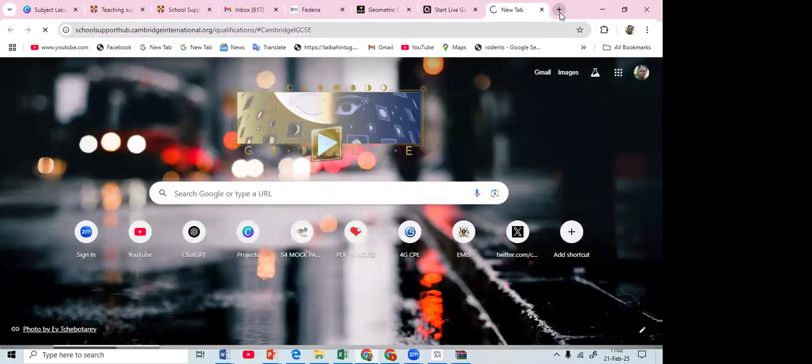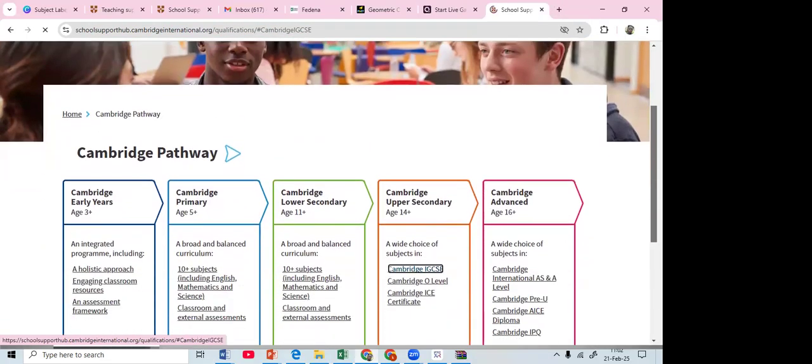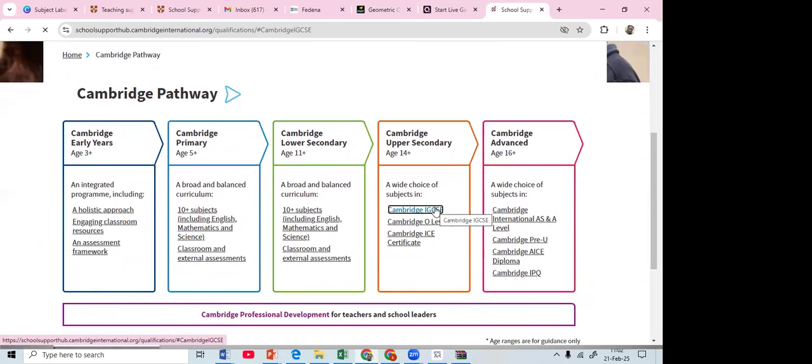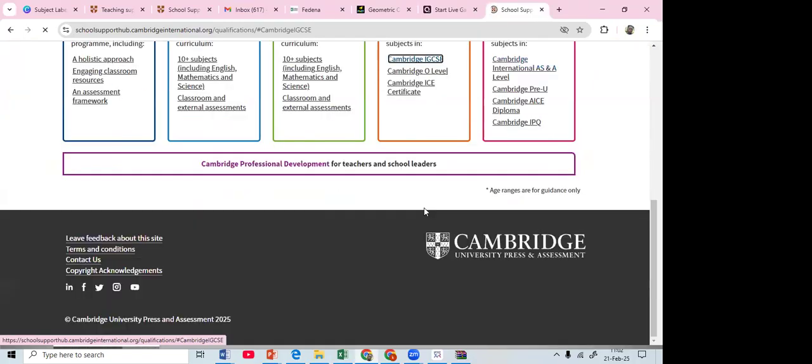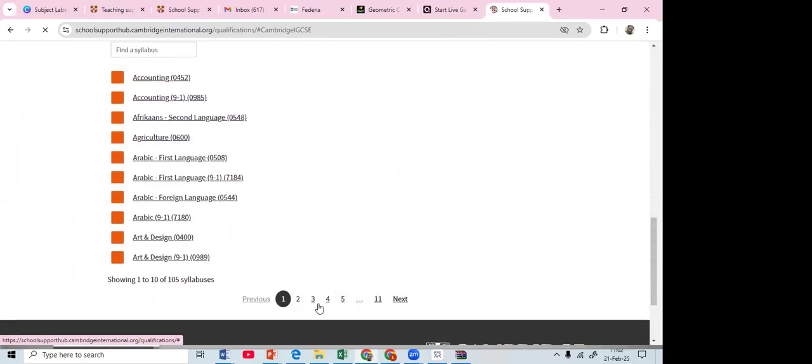I can open it. So you have an account. This is my account. Since I want Cambridge IGCSE, in case I want AS, I come here. So this is for O level, this is for A level. In case I want this, I'll come here. Once I come here, I look for my subject that I teach, math.